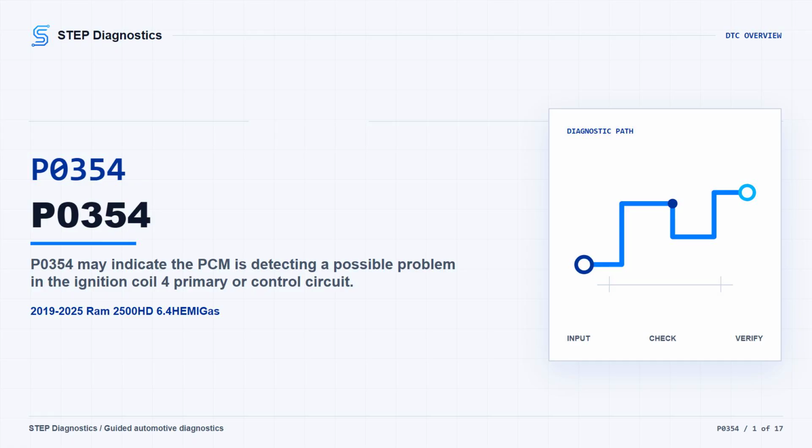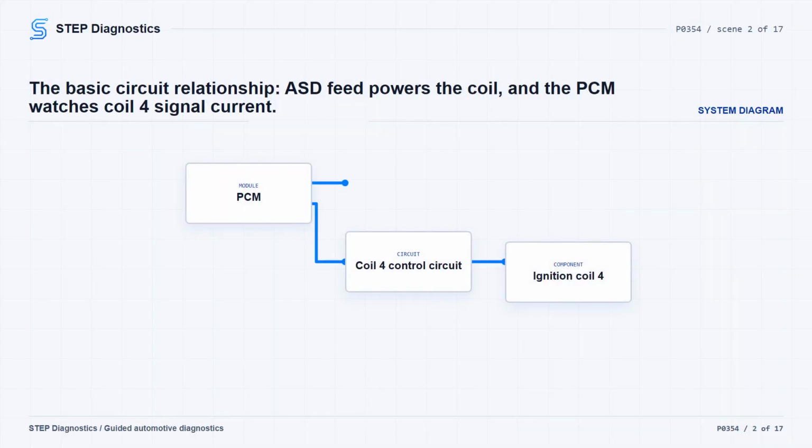The broad areas to keep in mind are the fused ASD relay output feed, the coil 4 control circuit, the coil and spark plug condition, connector and terminal issues, and later in the path, a possible PCM coil driver concern. This monitor runs continuously with the ignition on, and the code sets when the PCM sees the ignition coil 4 signal circuit current less than or equal to 0 amps for at least 2 seconds.